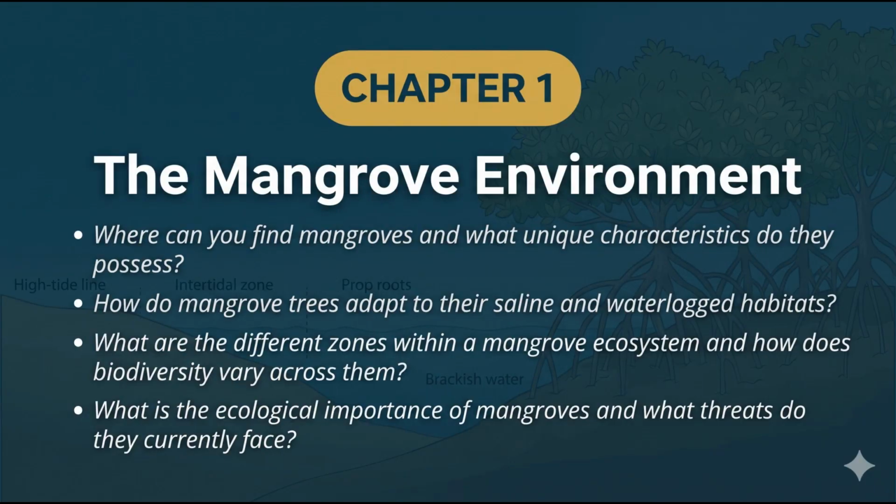Let's go. Chapter 1. The mangrove environment. Before we talk about how mangroves survive, we need to understand what exactly they're surviving against. What type of water do mangroves grow in? What is special about the soil? How does the tide affect the environment? And why is salt such a big problem? These are the 4 questions that Chapter 1 will answer.